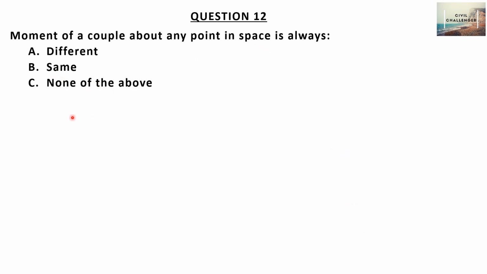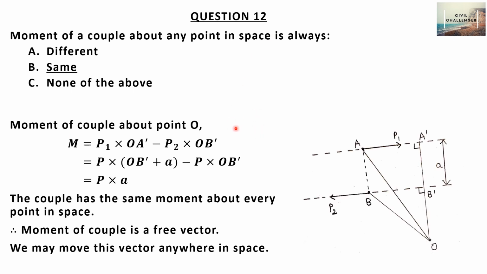Now the next question is, moment of a couple about any point in space is always option A, different, option B, same, option C, none of the above. Let us look at the derivation of the moment of couple. Consider a couple with two forces P1 and P2, which are equal in magnitude and opposite in direction and acting at the lines of action as shown here.